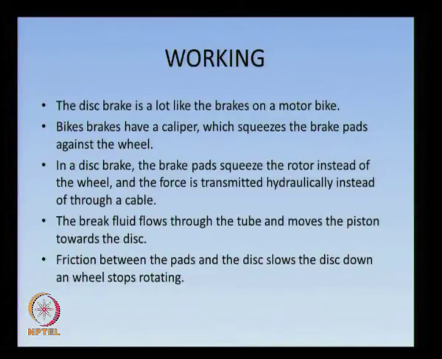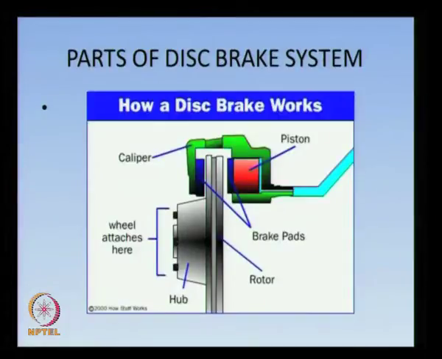into the cable. The brake fluid flows through the tube and moves the piston towards the disc. In this way, the brake fluid moves into the pipe towards the piston, and the piston is pushed forward onto the disc. The friction between the two brake pads allows the disc to slow down, and eventually the wheels also slow down.